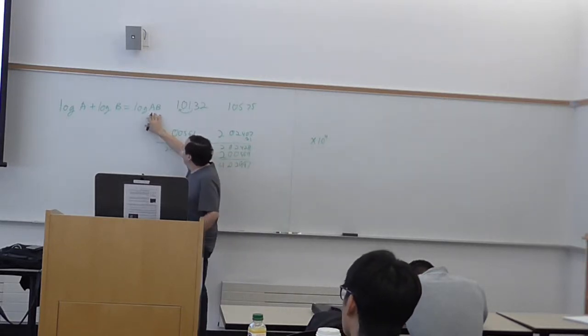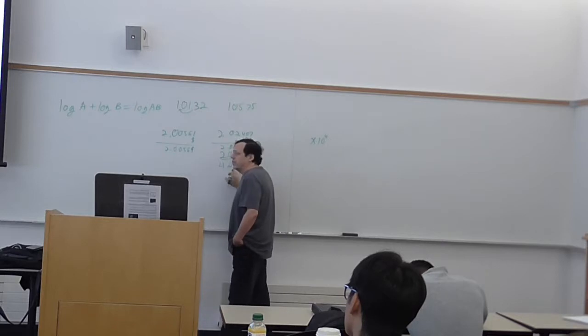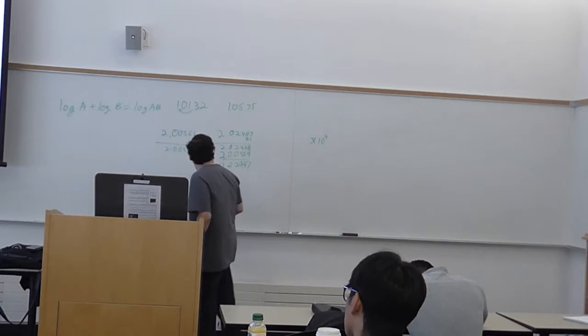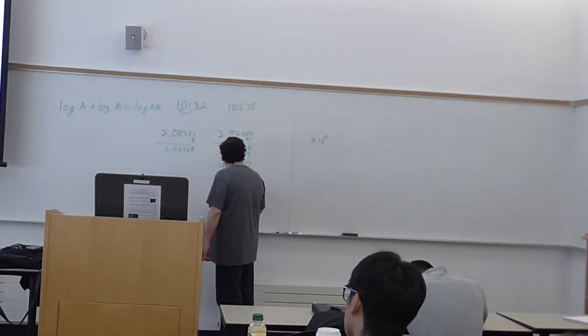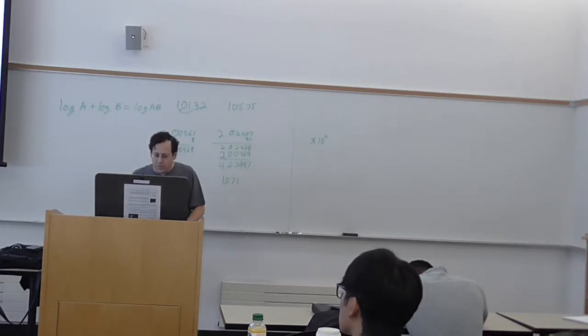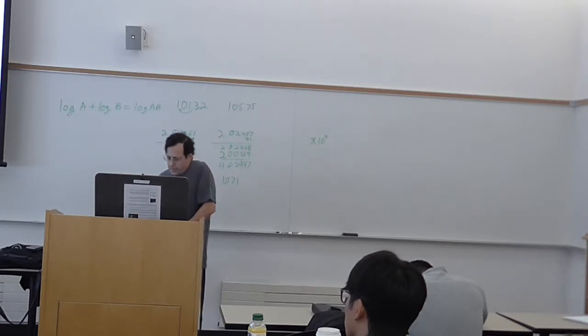Again, this is the log of A times B, so I have to look this up in my table. So 02997, let's look in the table. 029, where is that? There it is. That's 1071. And now, again, I can do this interpolation here. 79 to 19 is how many? That's 21, 40. So I look at my little 40 table.